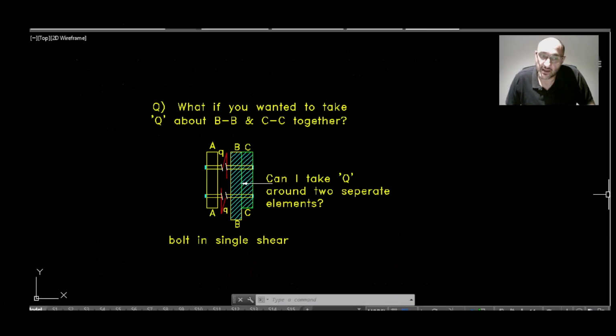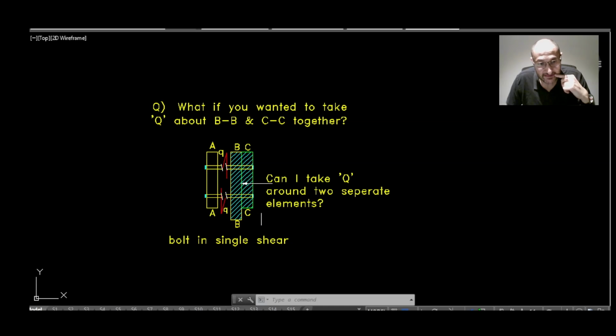Okay, someone may ask, well, what if I wanted to take Q about elements BB and CC together? Can I group these 2 elements together and separate them from the rest of the section, like this hatched area here? Have a think about it. And if you were to do it this way, then what centroid would you use to calculate the first moment of area? And can I consider these 2 areas here? Can I add them together and consider it as A bar? What do you think?